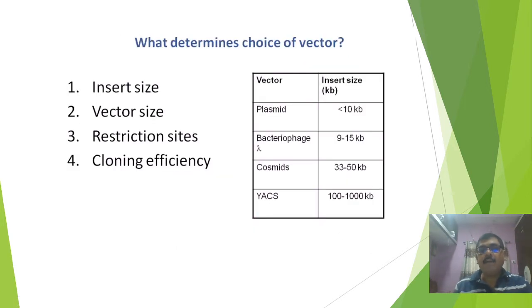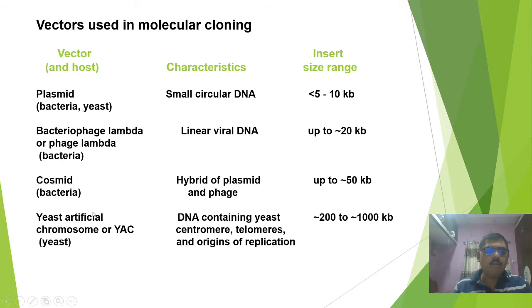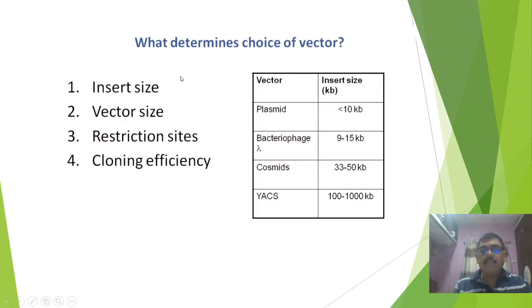Now, what determines the choice of vector? How do you have to choose the vector? These are the different types of vectors that we have already discussed. Now, which vector do you have to use in recombinant DNA technology? You can use any type according to your need.